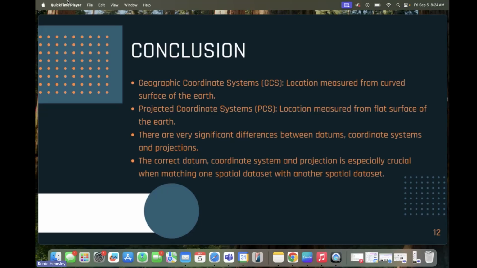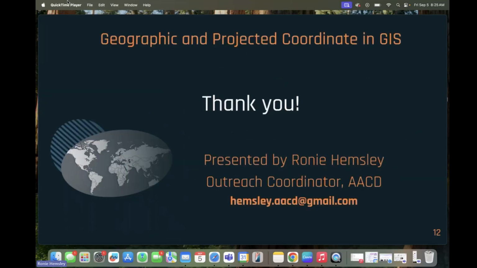So, whenever we work with spatial data, choosing the correct reference system is absolutely crucial for accuracy, consistency, and effective mapping. Thank you all so much for your time and attention today. I hope this presentation gave you a clear understanding of how geographic and projected coordinate systems, datums, projections, and systems like the UTM all connect together to support accurate mapping and analysis. As you move forward in your work, remember that choosing the right coordinate system, datum, and projection is not just a technical detail, it's the foundation of reliable spatial data.